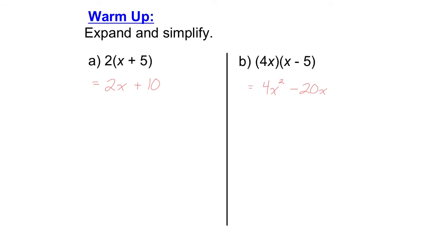Over here, x minus 5 in brackets gets multiplied by 4x. So 4x times x is 4x squared. 4x times negative 5 is negative 20x. So I end up with 4x squared minus 20x.